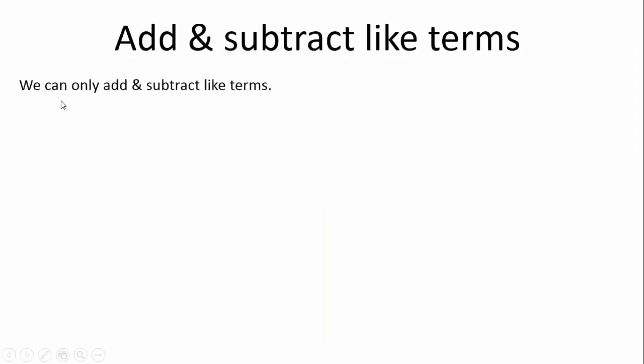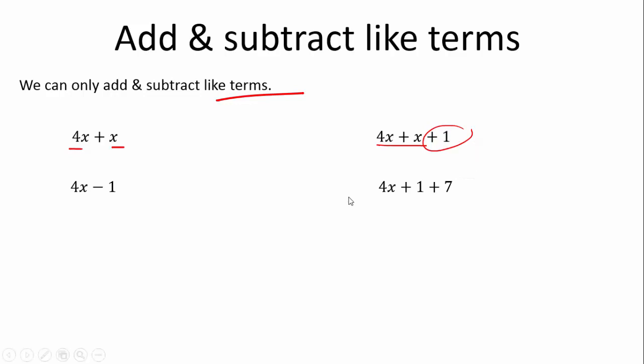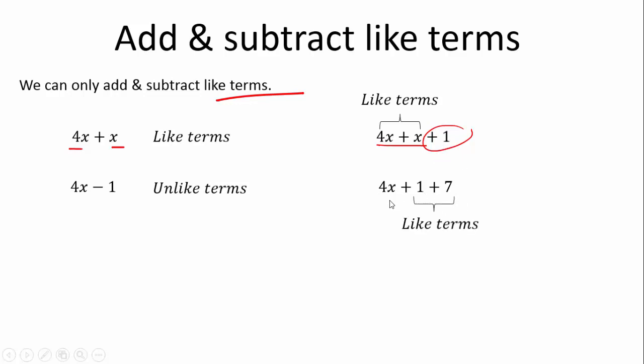Right, so now, as I said, we can only add and subtract like terms. Terms that are unlike, we cannot add and subtract. So 4 plus x, 2 like terms; 4x minus 1, 2 unlike terms; 4x plus x plus 1, there are 2 like terms here, and then 1 unlike term; 4x plus 1 plus 7, same thing. So here we had like terms, here we had unlike terms, here we had 2 like terms and an unlike term, and here we had 2 like terms and an unlike term.